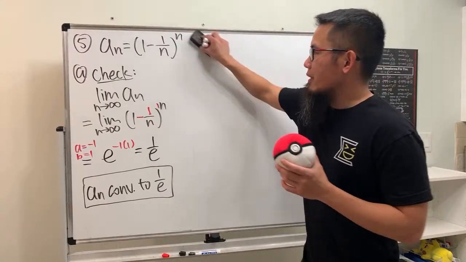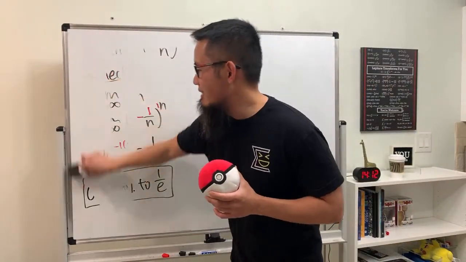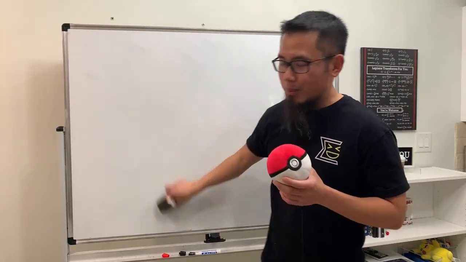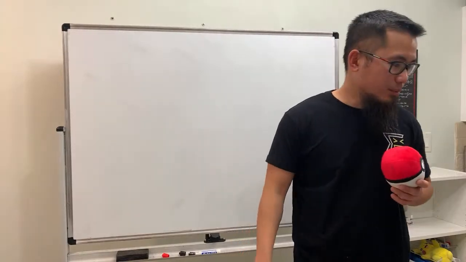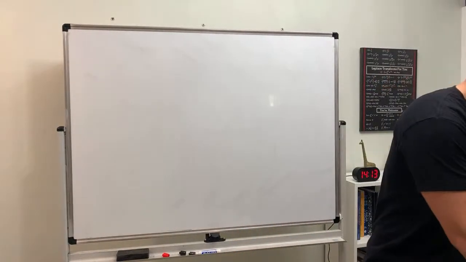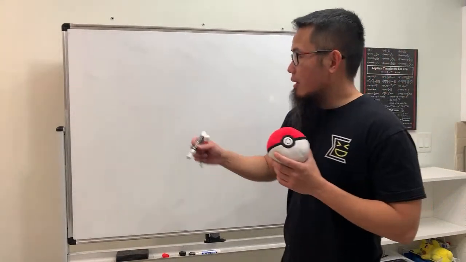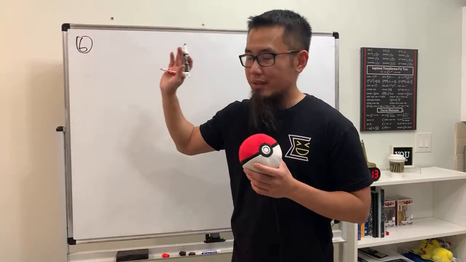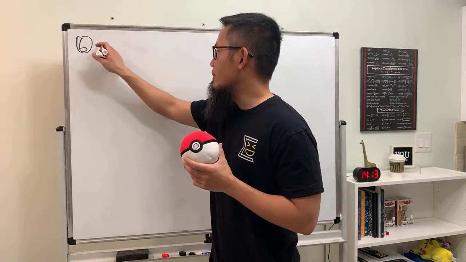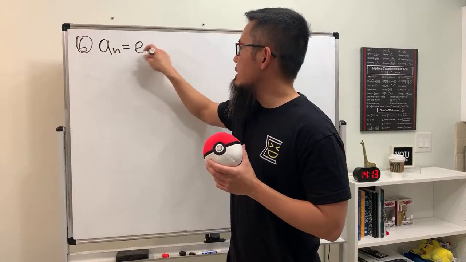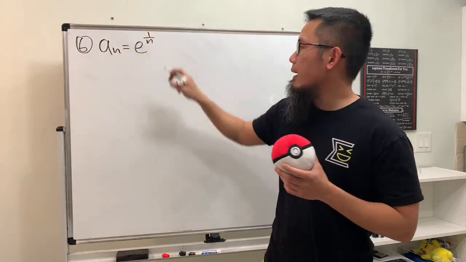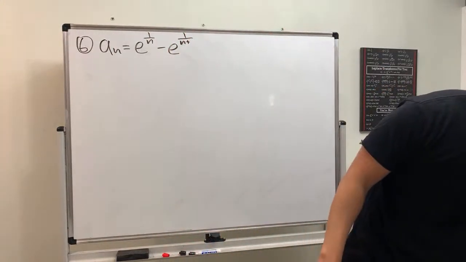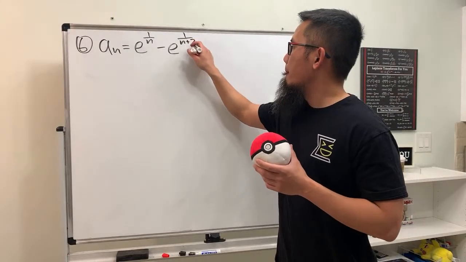So this is part 1 of the live stream, and then we'll do a couple more. And we do have a couple more questions. Let's move on to number 6. And then you guys can work out the practice questions in the file. Anyway, for number 6, a_n equals e to the 1 over n power, minus e to the 1 over n plus 2 power.